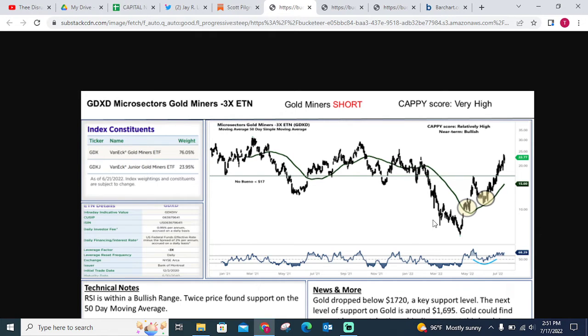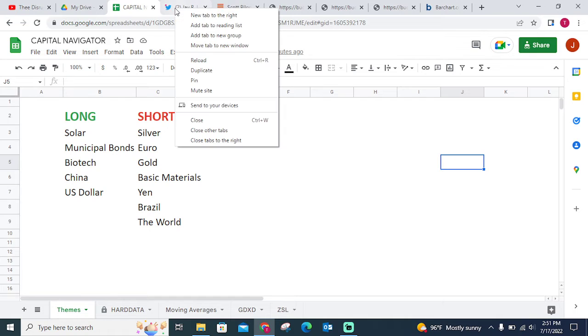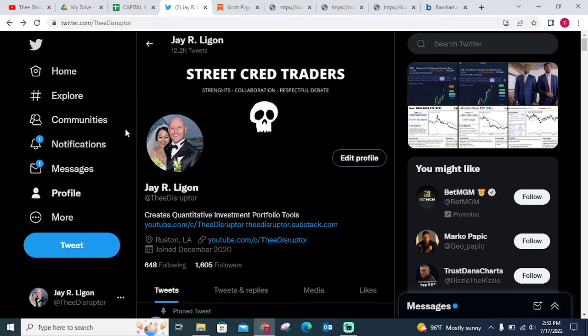And I will say that if you want access to the spreadsheet, the way to do that is to DM me here. Street Cred Traders is a group that I'm a part of. Some really wild cats in there that are very good at what they do, and I learn a lot from them. They all have access to this. I'm definitely open to sharing it because I want the feedback I can get from it.